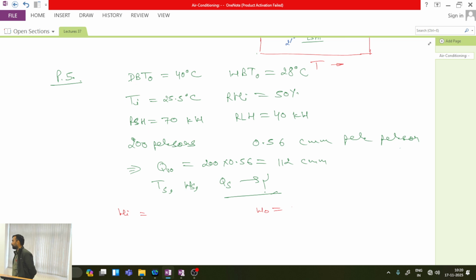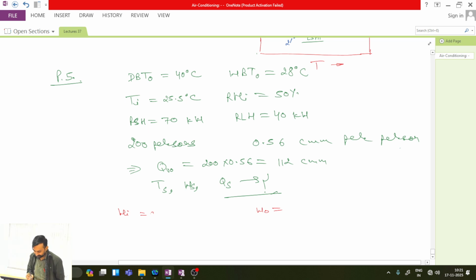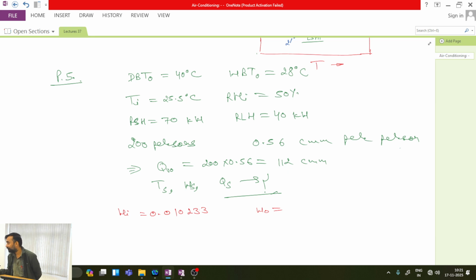Check from psychometric chart. 0.0099. For 25, how much? 0.01023. Yes, 25 it is. And what about the other condition, outside condition? Now you have two things, DBT and WBT. WBT and DBT you have to locate intersection point.